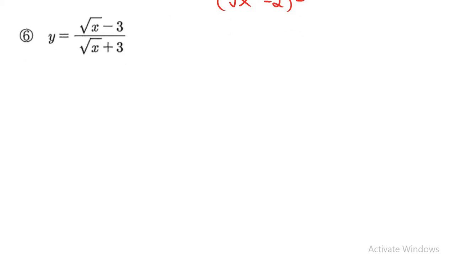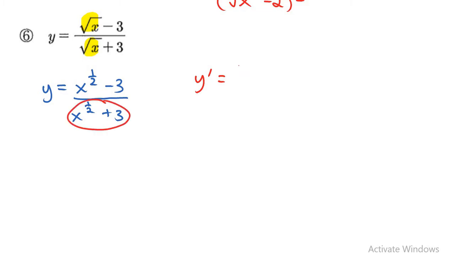For question number 6, once again I'm going to start off this problem by rewriting the radicals in terms of a power. So this would be y equals x to the power 1/2 minus 3 divided by x to the power of 1/2 plus 3. Now let's take the derivative. I'll write y prime, and the quotient rule states that we take the denominator, which in this case is x to the 1/2 plus 3, and multiply that by the derivative of the numerator, which would be 1/2 x to the power negative 1/2.